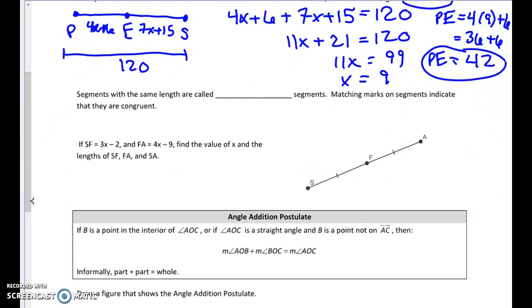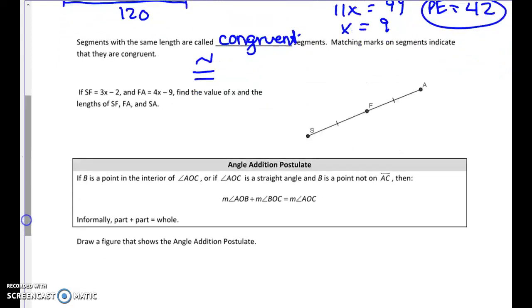Segments with the same length are called congruent segments. And we're going to use tick marks to indicate that things are congruent, and we also use the symbol like that to go in between two objects to indicate that they're congruent to each other. So I want you guys right now to do this one on your own and enter your answer into the box when it prompts you.